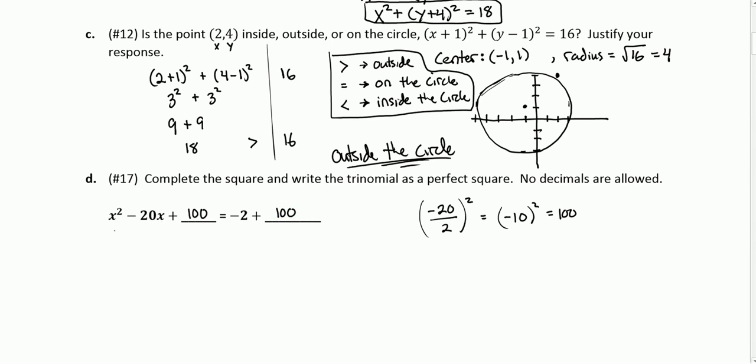The reason this number is so special is so that when we factor, we get 2 of the same factors, or a perfect square. What two numbers multiply to 100 and add to negative 20? Negative 10 and negative 10. So we get x minus 10 times x minus 10 is equal to negative 2 plus 100, which is 98. So we finish this by writing x minus 10 squared, because there's two of them, is equal to 98. And that's the end of the problem.